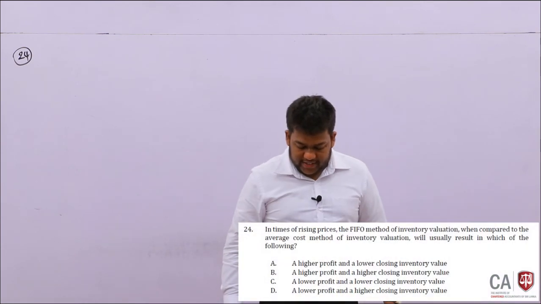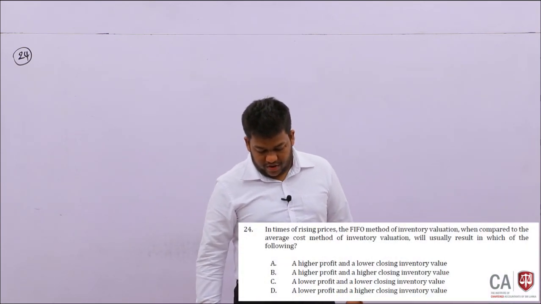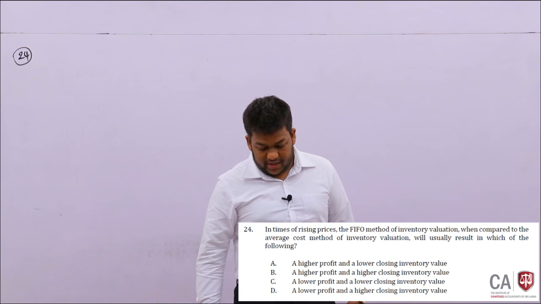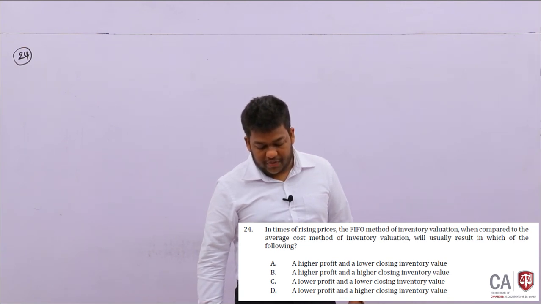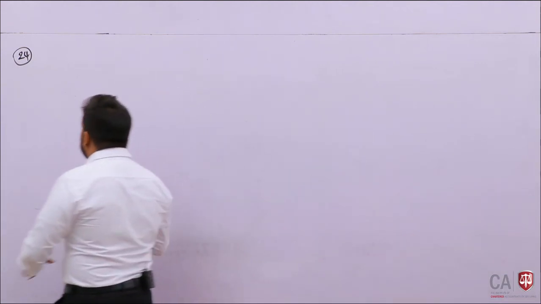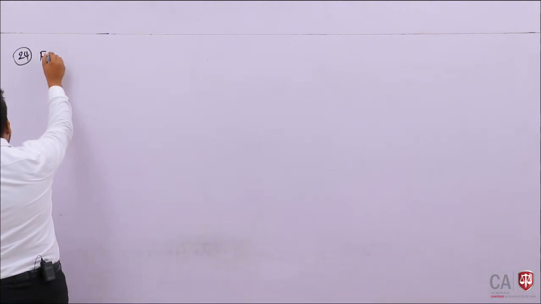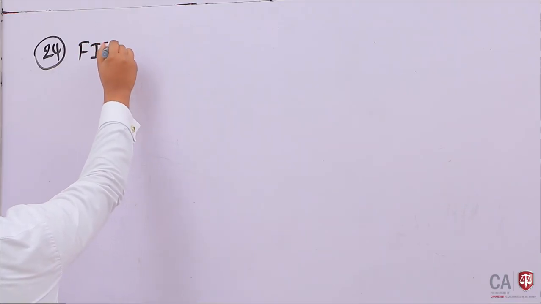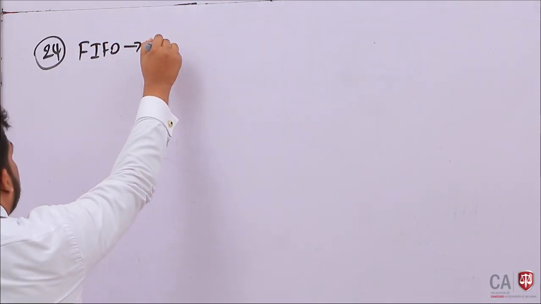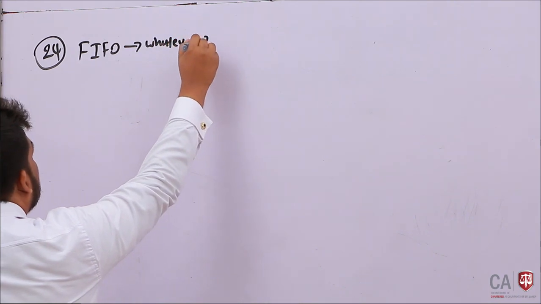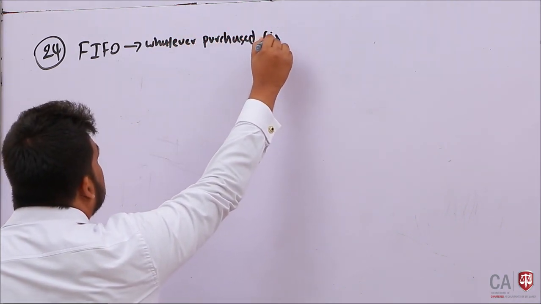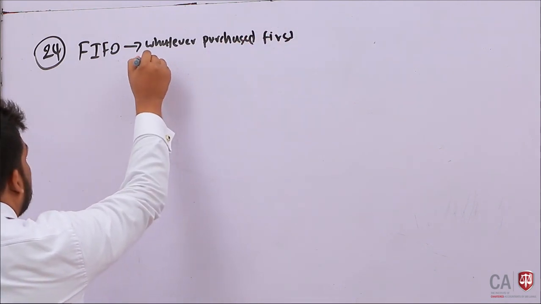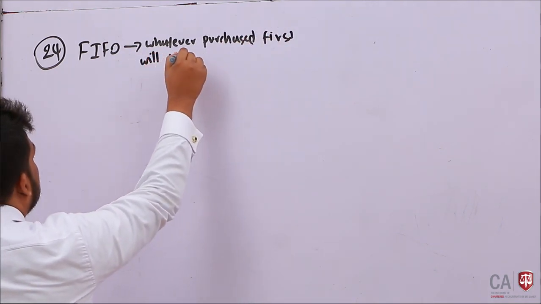In times of rising prices, the FIFO method of inventory valuation, when compared to the average cost method of inventory valuation, will usually result in which of the following? FIFO means what? Whatever purchased first will issue first.